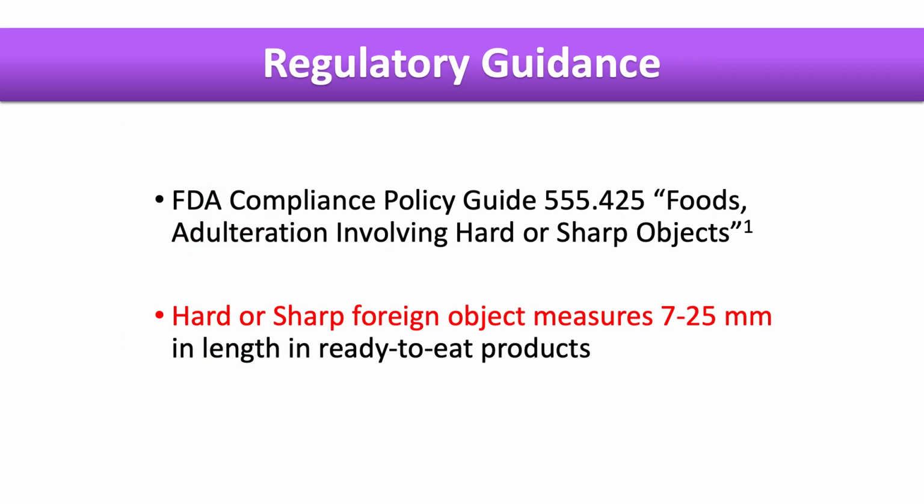According to the Food and Drug Administration, also known as FDA, Compliance Policy Guide, Foods, Adulteration Involving Hard or Sharp Objects, published in 2005, FDA has taken action against physical hazards that are hard, sharp, and pointed and 7 mm to 25 mm in length.